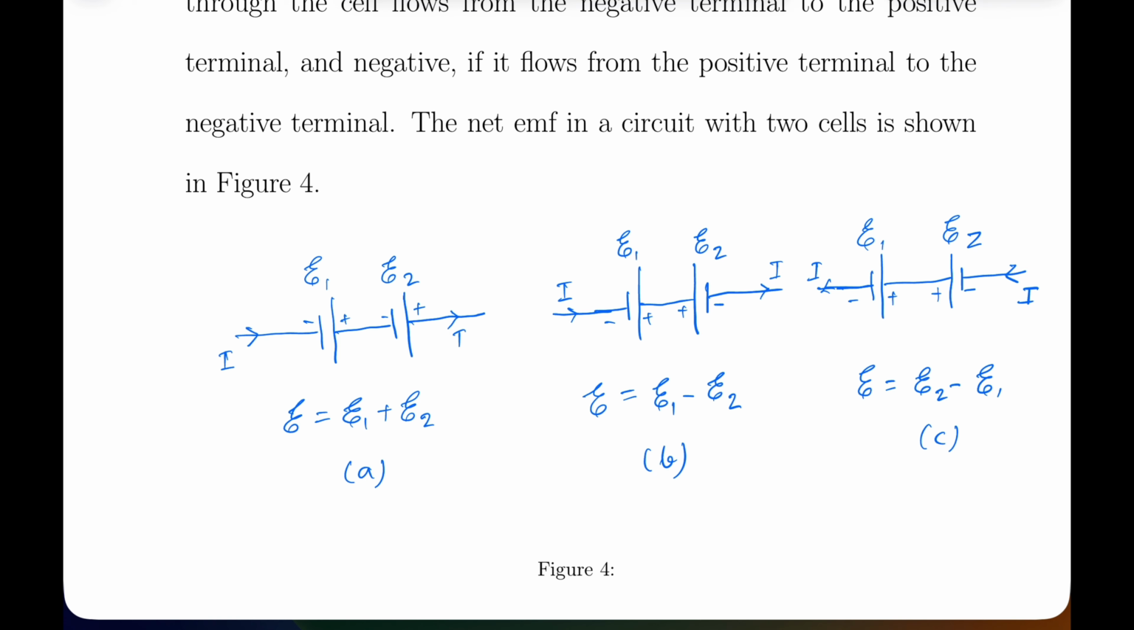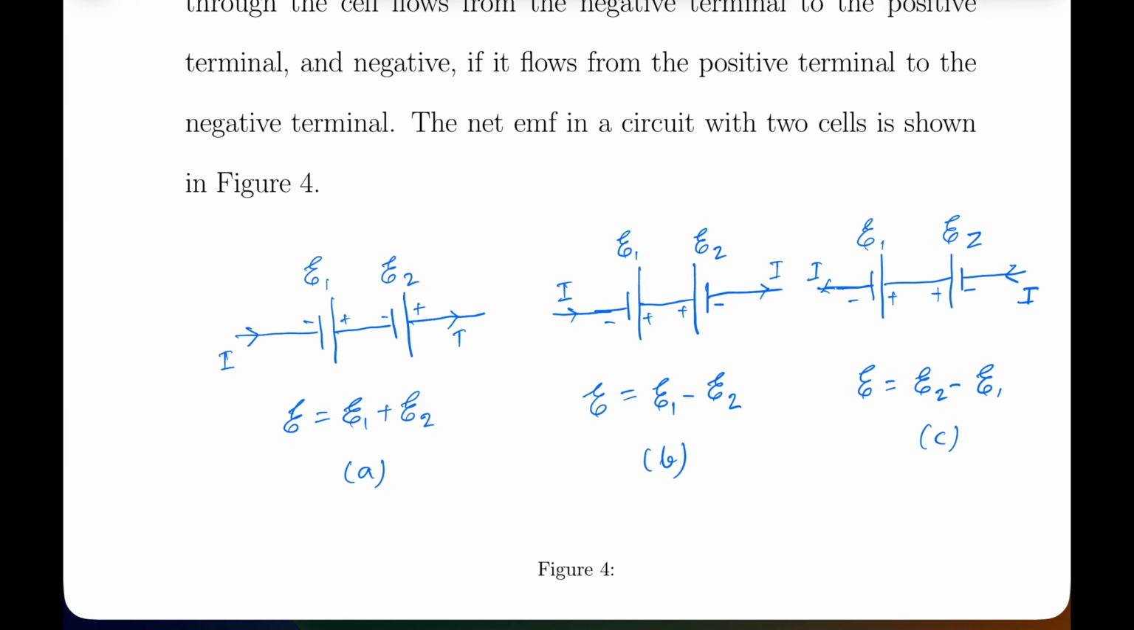In figure 4b, in the cell of EMF E1, the current flows from negative plate to positive plate. So E1 is taken to be positive. In the second cell, the current flows from positive plate to negative plate. So E2 is taken to be negative. So the net EMF of these 2 cells connected in this fashion is E equal to E1 minus E2.